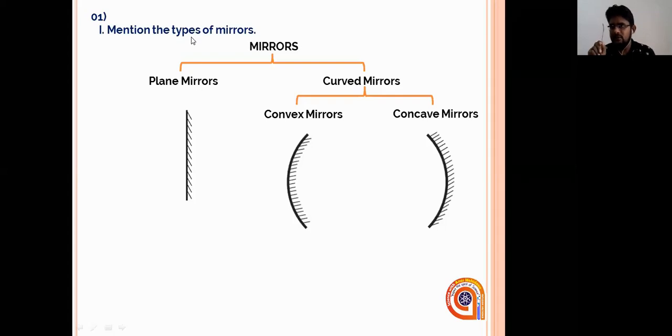Now compare your spoon with the diagram given there. Convex mirror is the outer reflecting surface, concave mirror is the inner reflecting surface. And when you are looking at your face through the spoon, you can see different images formed when you are using both convex and concave.